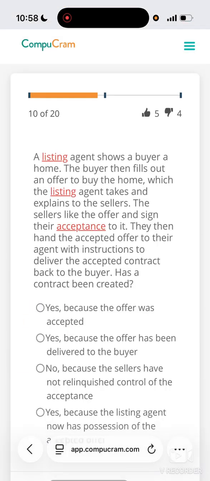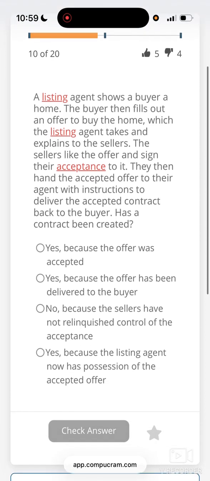Question number 10. A listing agent shows a buyer a home. The buyer then fills out an offer to buy the home, which the listing agent takes and explains to the sellers. The sellers like the offer and sign their acceptance to it. They then hand the accepted offer to their agent with instructions to deliver the accepted contract back to the buyer. Has a contract been created?